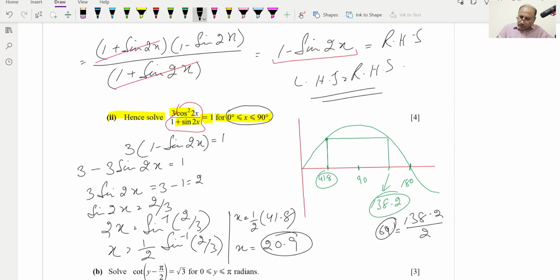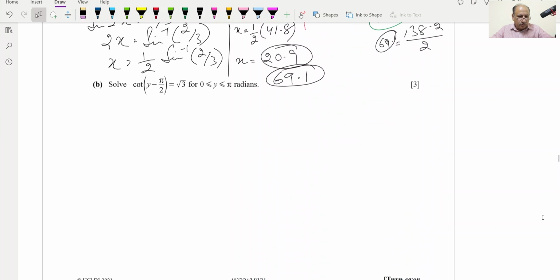69.1, and we can give the second value as 69.1. These will be the two values within this provided range, and the rest of the values will be out of range, so we will not be considering those values. Then next is the B part: solve cot of this one minus under root 3 from 0 to pi radians.